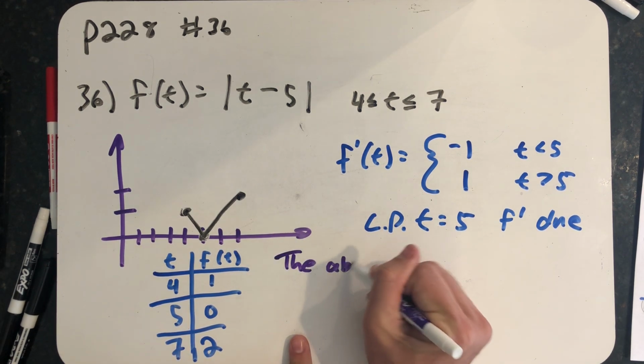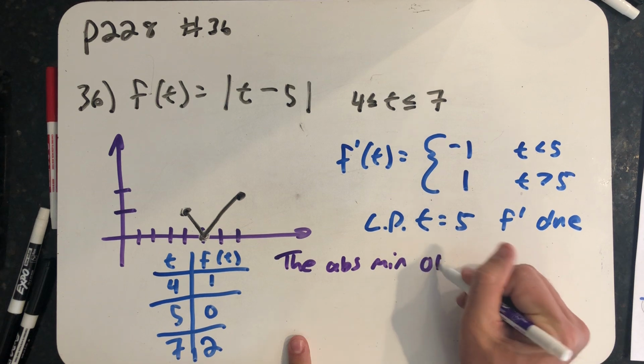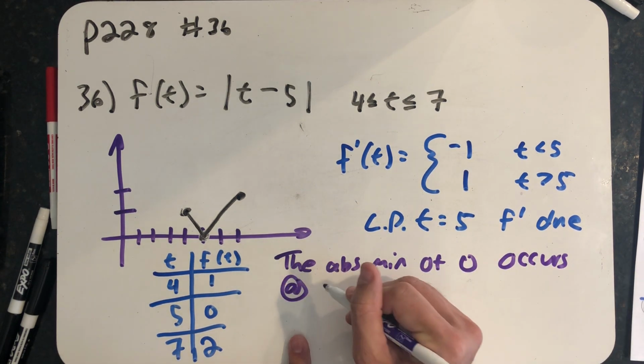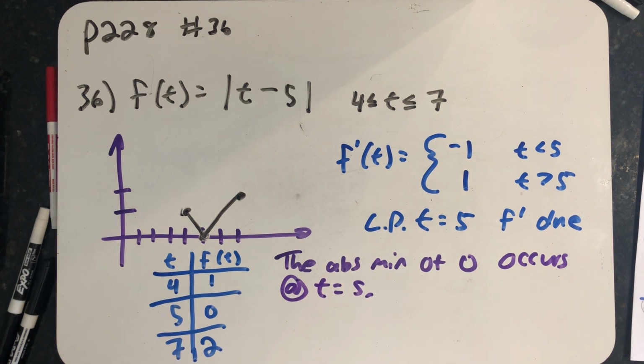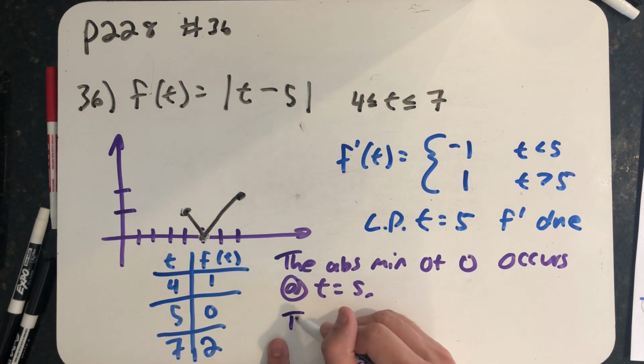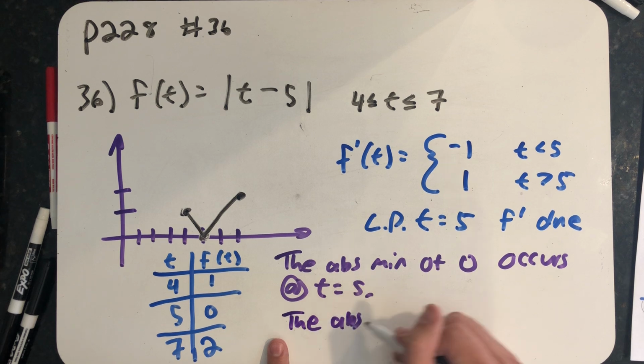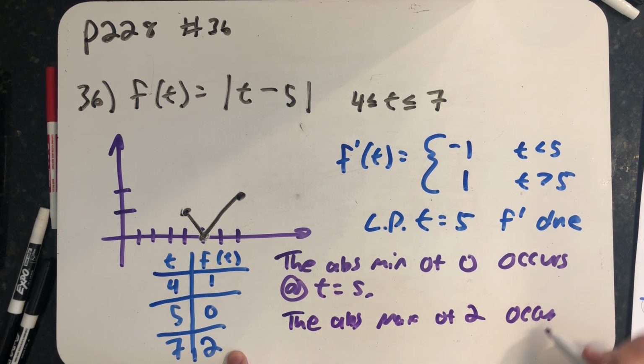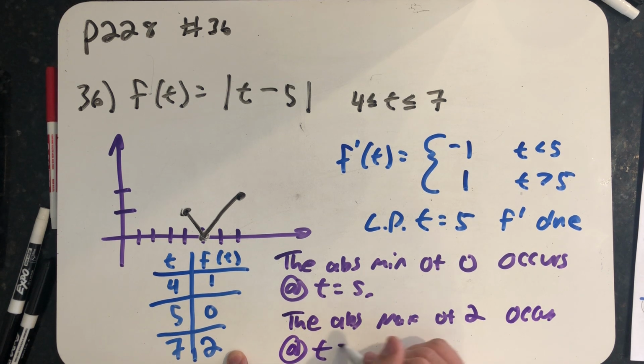The absolute min of 0 occurs at t equals 5. Right? The min is the y value, but it occurs at the t value. The absolute max of 2 occurs at t equals 7. Again, the max is a y value, but it happens at the spot in the domain.